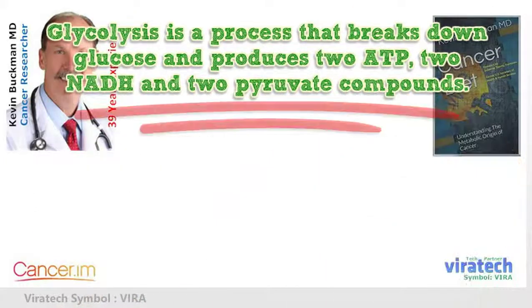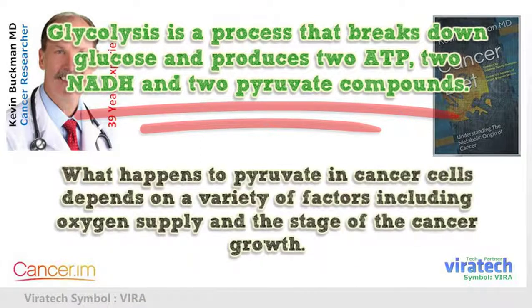Glycolysis is a process that breaks down glucose and produces 2 ATP, 2 NAD and 2 pyruvate compounds. What happens to pyruvate in cancer cells depends on a variety of factors, including oxygen supply and the stage of the cancer growth.